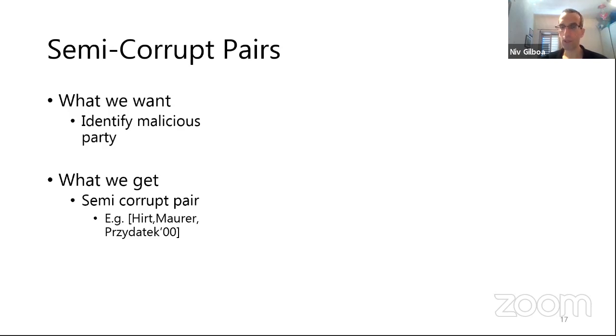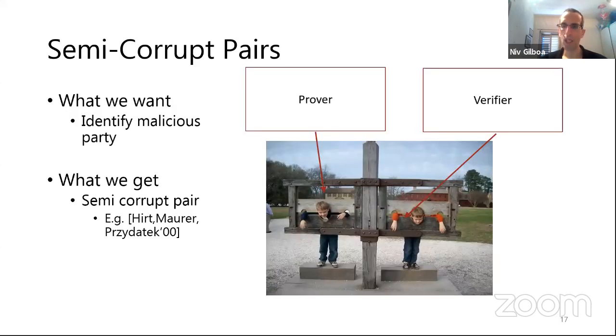Here's one reference from Hirt, Maurer and Przydatek from 2000, and I believe there are earlier works with the same idea. We're going to have 2 guys. One of them is a prover, and one is a verifier. This occurs when the prover says that all the messages he sent were correct, and then one of the verifiers broadcasts to everyone, no, these messages aren't correct. There's some inconsistency. Once we have that situation, we know that one of them is malicious. They can't both be honest. So as soon as we have 2, we're going to kick both of them out.